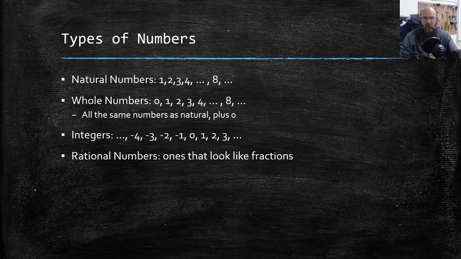So, types of numbers, right? There's a whole bunch of different kinds of them. We start off by looking at the natural numbers. So that's just how you would count, like the number of chickens you have. 1, 2, 3, 4, 5, 6, keep on going, right?